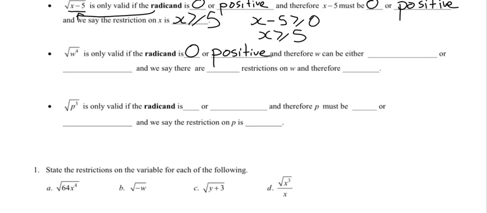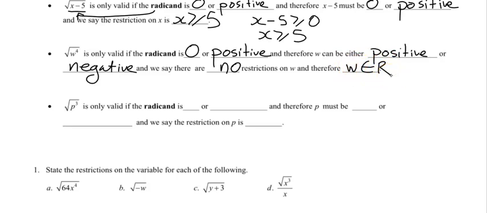So, if w to the 4th is going to be 0 or positive, then w could be positive, right? But if you're raising it to the 4th power, what else could it be? Yeah. So if you raise a negative to an even power, it becomes positive. Okay, so the radical, that expression, w to the 4th, doesn't matter. It could be positive, it could be negative. And we say there are what kind of restrictions? So there's no restriction, right?